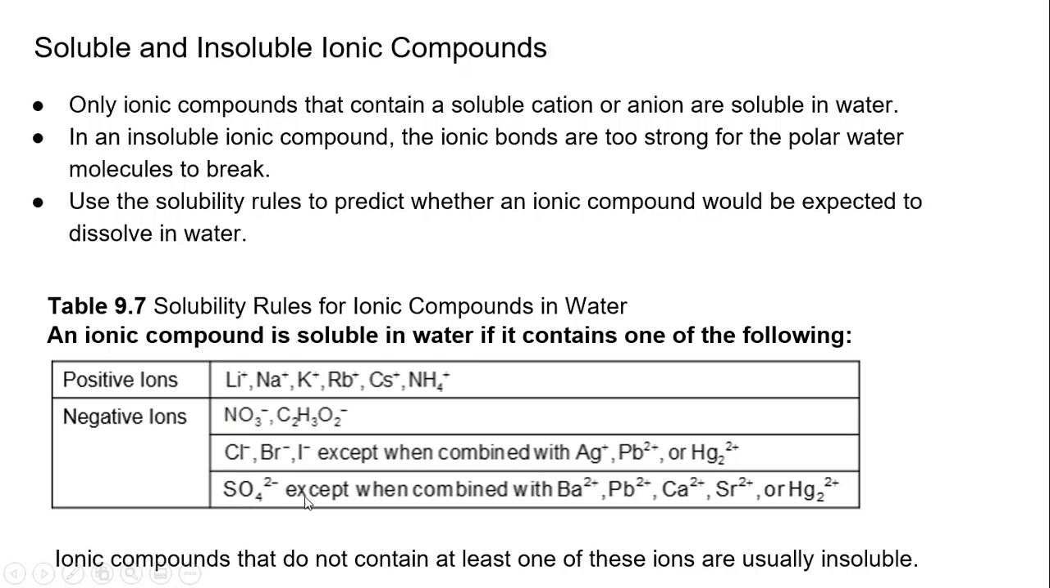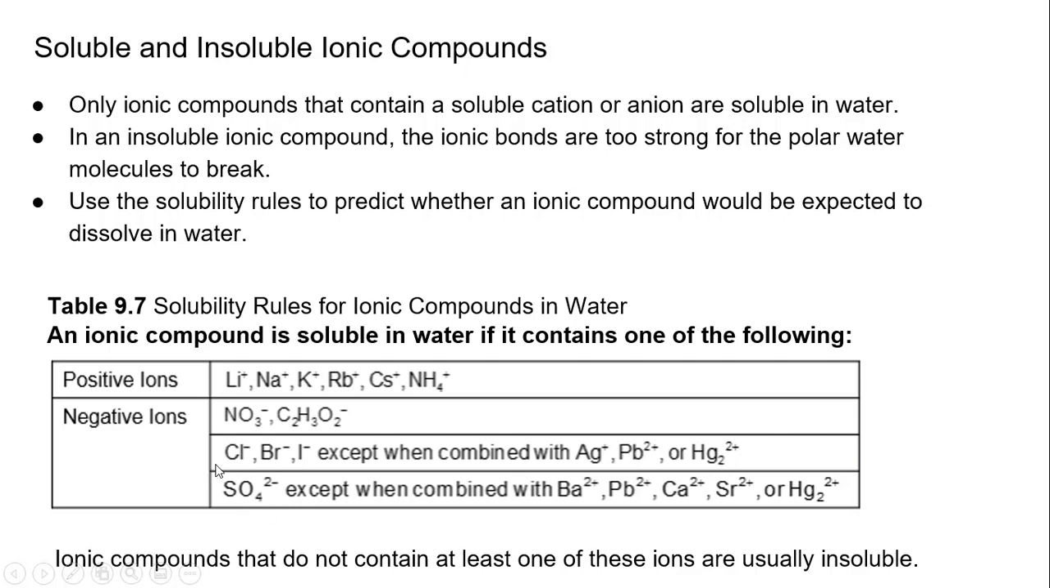Now we have sulfates. Sulfates are soluble except when they're paired as barium sulfate, lead 2 sulfate, calcium sulfate, strontium sulfate, or mercury sulfate. Anything else, like any of these cations that are attached here, they are soluble in water. It's these 1, 2, 3, 4, 5. If any of these 5 are attached to the sulfate, it is going to create a solid.